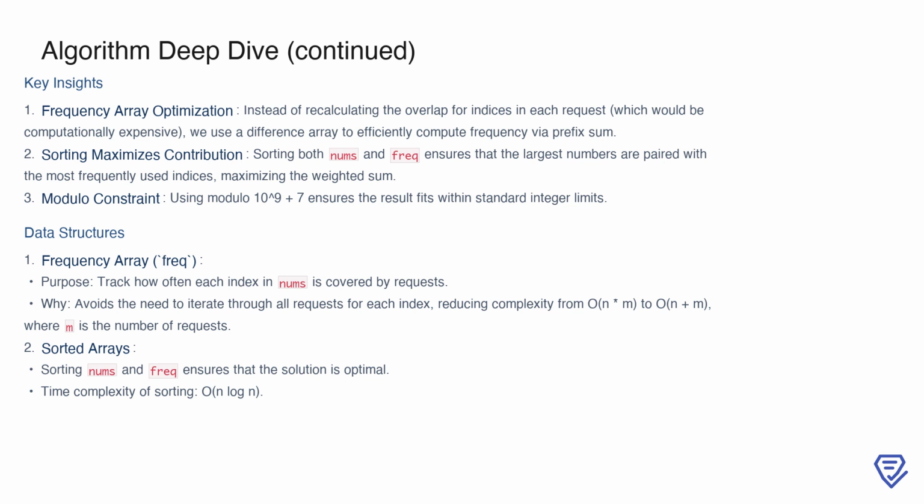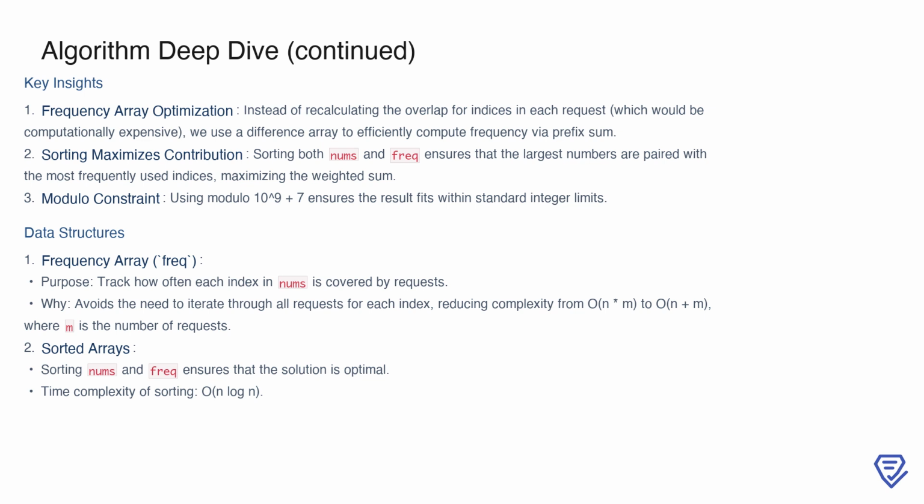Finally, applying the modulo constraint ensures the result remains within standard integer limits, as the weighted sum can grow very large. The primary data structures involved include the frequency array, which tracks the coverage of each index efficiently, and the sorted arrays that guarantee the optimal pairing.